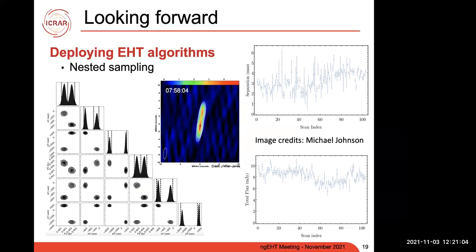In some work with Michael Johnson and Katie Bouman and their groups, we've been looking at deploying some of the EHT algorithms that have been developed to get better characterization of the jets and use more of the information, the closure amplitudes and phases as well, to make us more independent of calibration errors. So nested sampling is one thing that we've been looking at. This is a particular evolving jet from the end of the outburst, and some examples of what the nested sampling is showing for the separation of the two components and their flux densities. This is just a slight improvement on the DIFMAP model fitting methods that we'd used in the past.